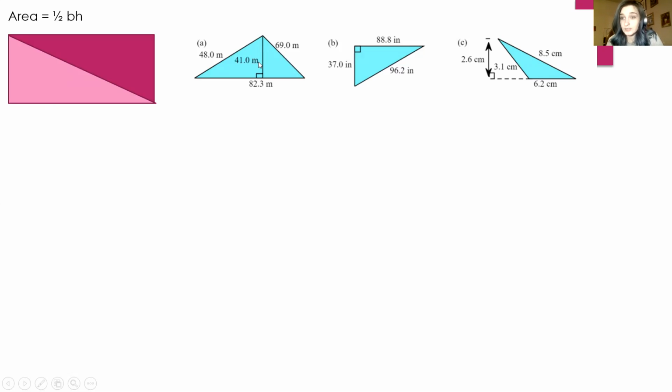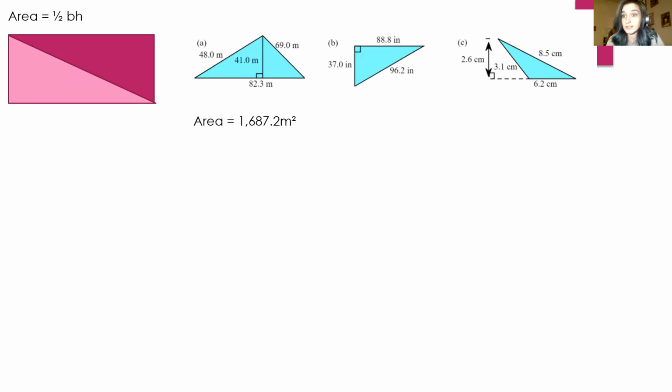So thankfully it has given it to us, which is 41. If it didn't, we could use the Pythagorean theorem to find it, but thank God we didn't have to. We are spoiled today. So we're just going to multiply 41 times 83 and multiply that by 1/2, which is just dividing by 2. And we get 1,687.2, and we put meters squared for area.